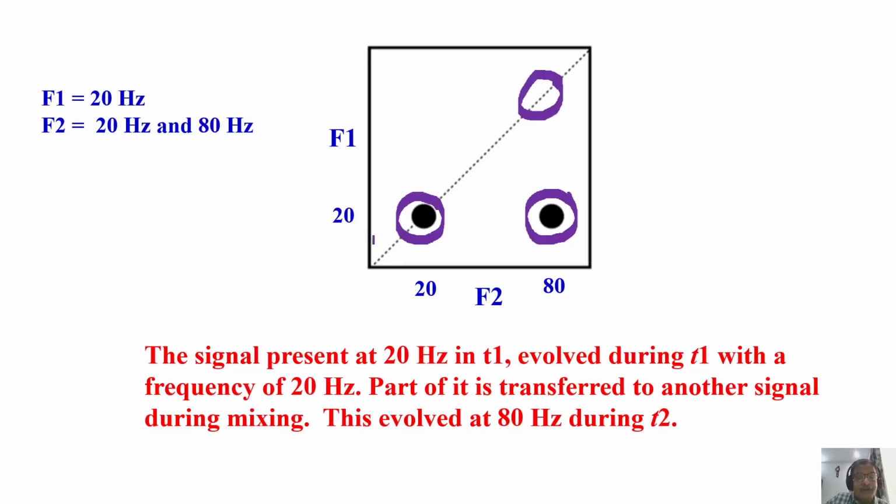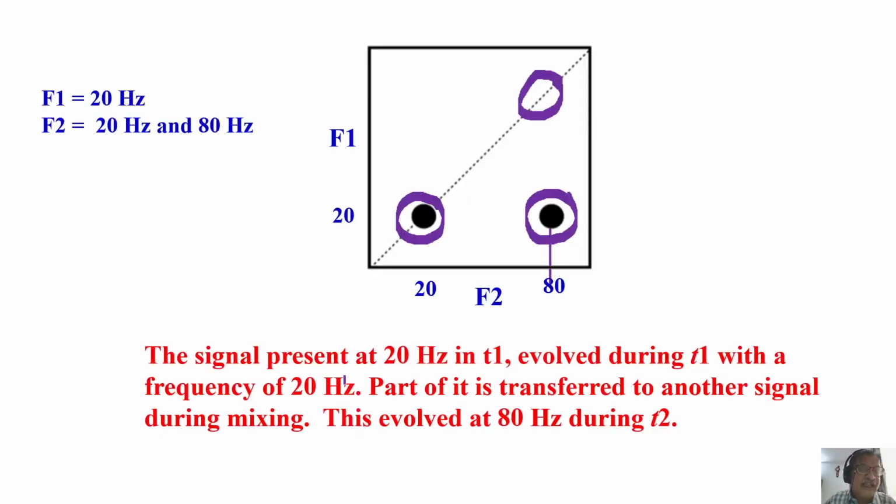But for interpretation, you understand this spin has given magnetization to another spin which is resonating or precessing at 80 hertz in the F2 dimension. This is how you have to interpret any 2D spectrum. I have taken an example of one simple thing, this beautiful spectra taken from Keeler's book. You can see that. So now I know how to understand, how to interpret it. I suppose you understood everything.